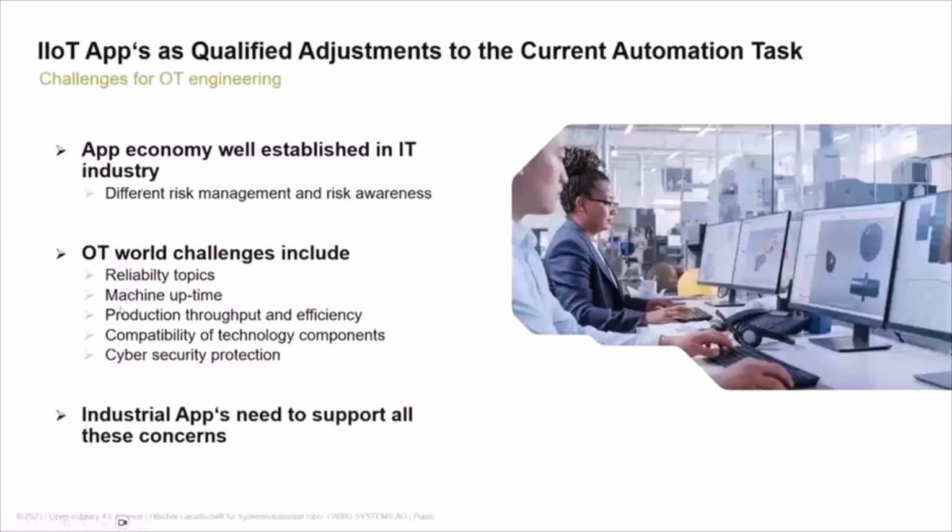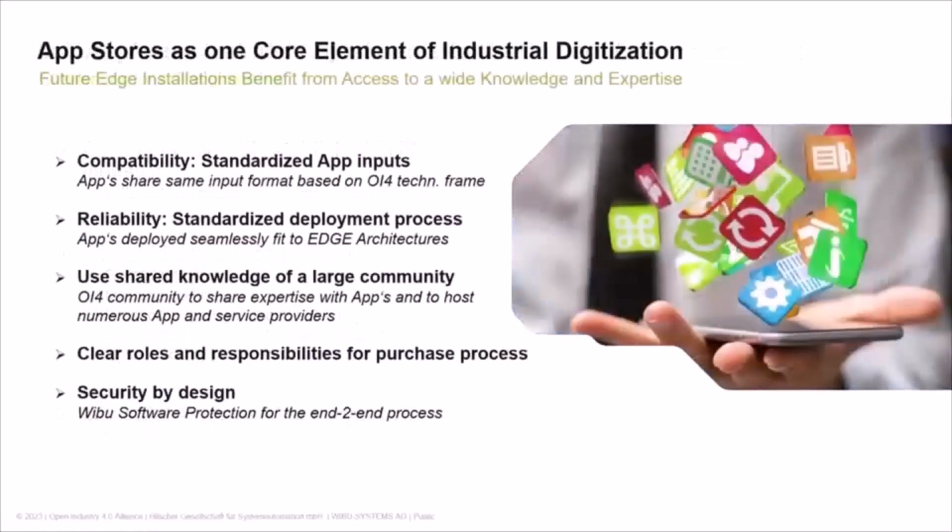So reliability topics, of course, machine uptimes, production throughput and efficiency is a matter, compatibility of technology components, cyber security protection, which we will look at in a minute. So basically, industrial apps that we put into a production facility need to support all those concerns together in order to be reliable and available. And we see App Stores as one core element, therefore, for industrial digitization in terms of saying future edge installations really benefit from access to a wide knowledge and expertise. So that is really the beauty of a community there.